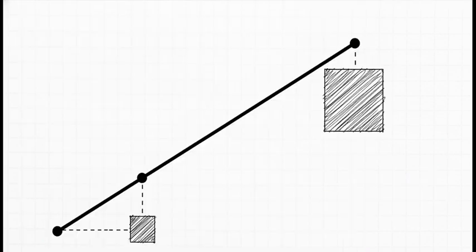Now, we can't just add up those gaps to see how well we did. Think about it. If we guess too high on one point and then too low on another, a positive gap and a negative gap would just cancel each other out.